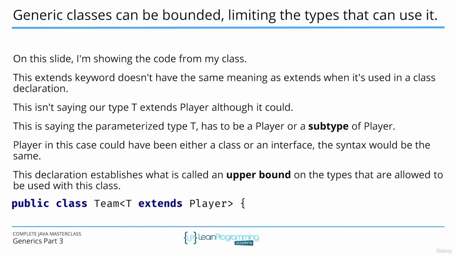This declaration establishes what is called an upper bound on the types that are allowed to be used with this class. This means that only subtypes of player or a player itself, if it were a class and not an interface, can be used with this class. In this case, this code doesn't care if player is an interface or a class. You use the extends keyword for either. There are good reasons for specifying an upper bound. We saw one already, to limit what types can be used by the generic class, but there's another advantage.